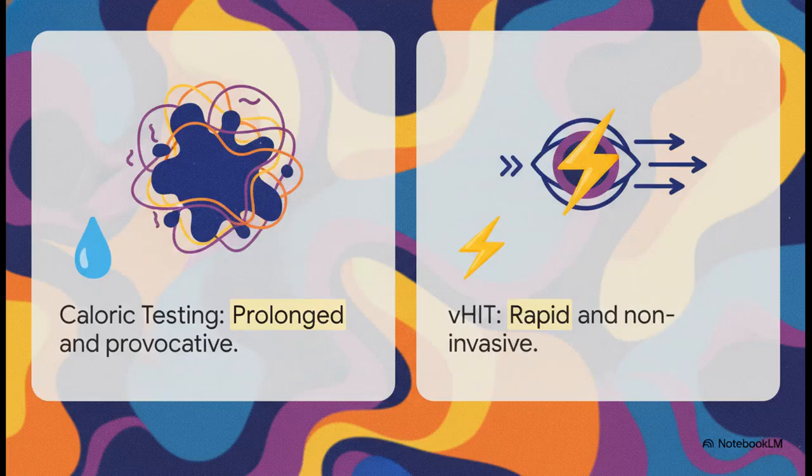It's really worth contrasting this rapid vHIT approach with older caloric testing. Caloric testing is still a gold standard for documenting unilateral canal paresis, sure, but it requires prolonged water or air irrigation. Think about it. That is incredibly provocative and miserable for a patient who's already suffering from severe acute nausea and vomiting. And that's exactly why vHIT is the superior, preferred first-line tool when your patient is in acute distress. Caloric testing is mostly just reserved for subacute review phases or when you absolutely need medicolegal documentation.